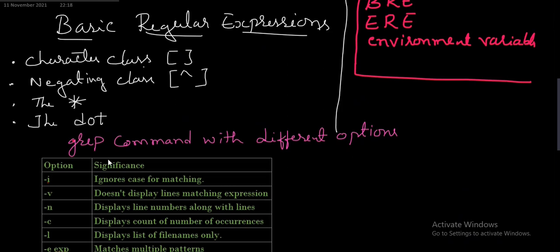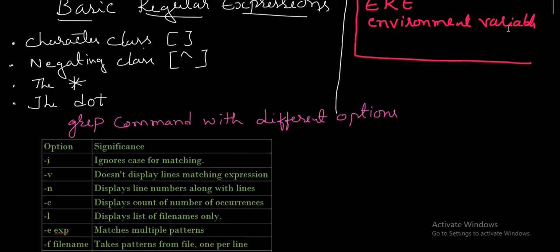Okay, so the character class is mainly represented with the angular brackets. Then the negating class, we'll discuss in detail with an example how to represent all these things, then using asterisk, then followed by the dot. So how you can use these expressions in your regular expression for filtering the data or for searching for a particular pattern in the data.